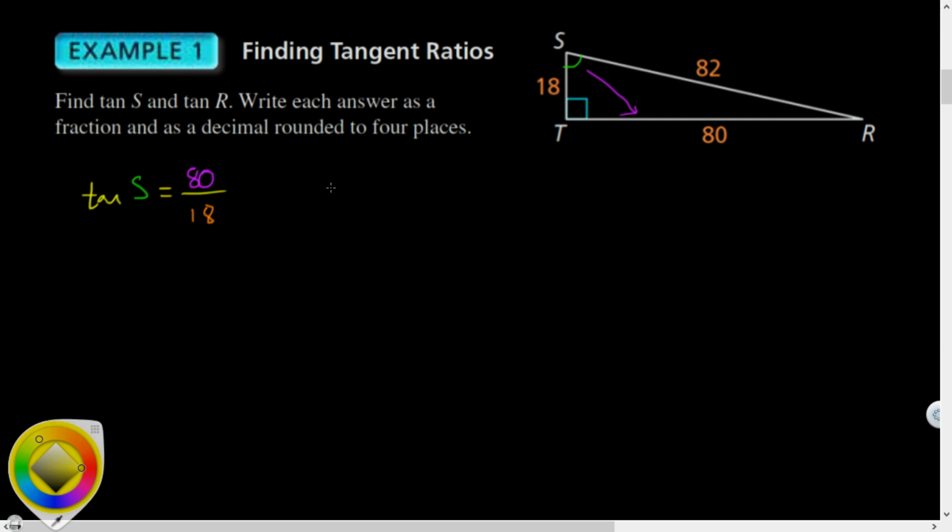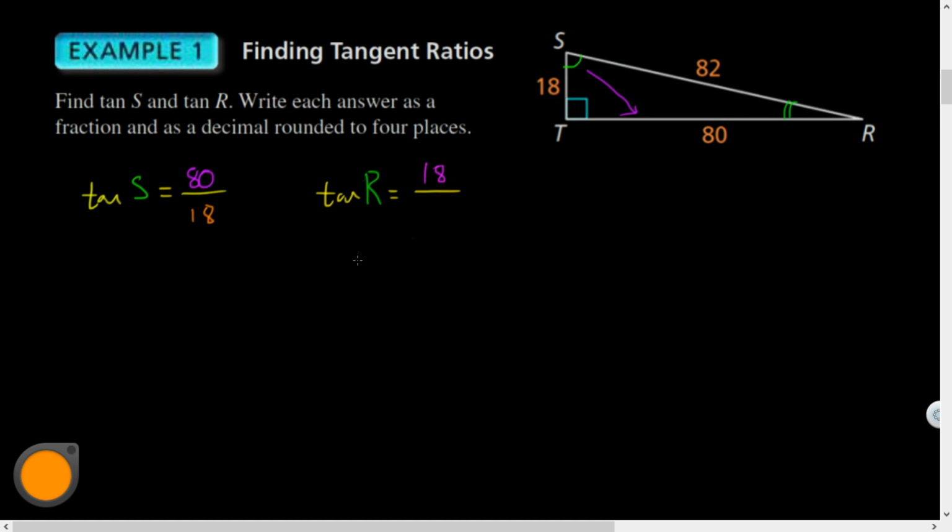All right, and let's talk about tangent from angle R's perspective. So tangent of R is going to equal what ratio? So this time my angle is R. The opposite is the 18 this time. And from angle R's perspective, which leg is adjacent? The 80, right? So it's the adjacent leg. It will never be the hypotenuse. The hypotenuse is adjacent to this angle, but it's not a leg. All right.